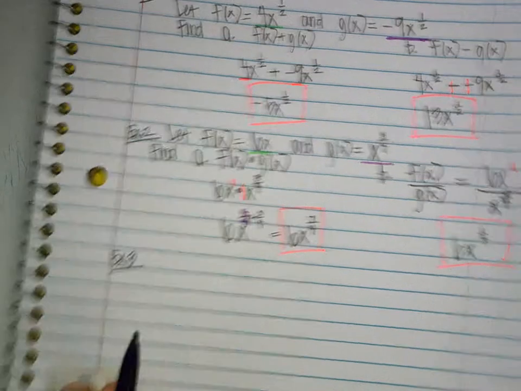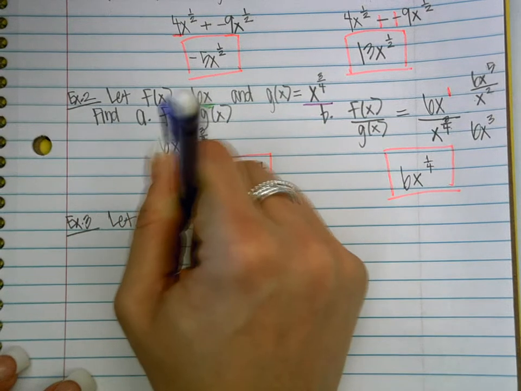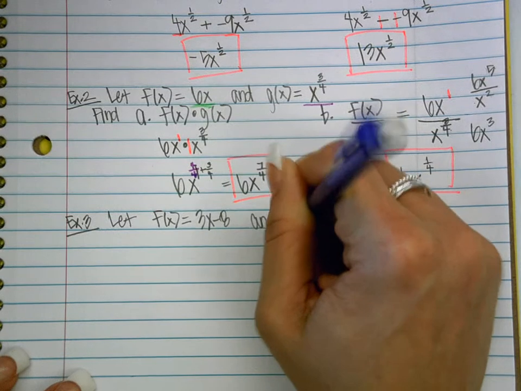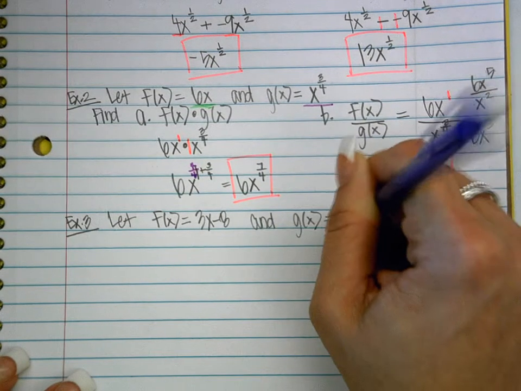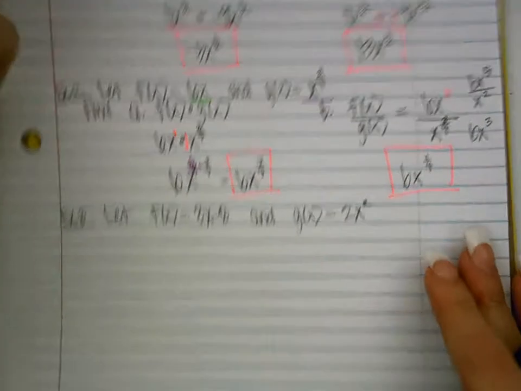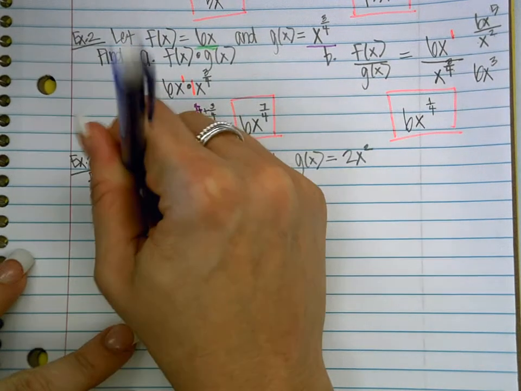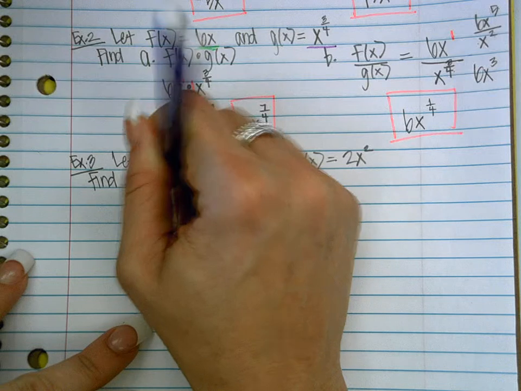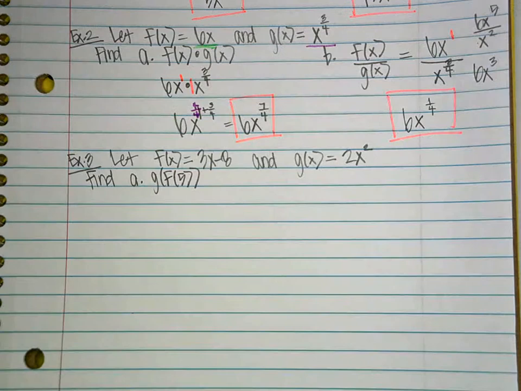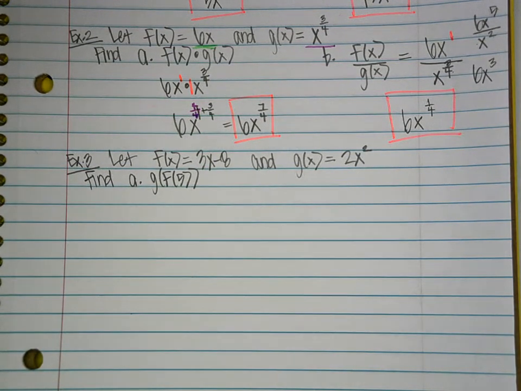Better? Good? Okay, number 3, I would like you to let f of x equal 3x minus 8 and g of x equal 2x squared. Okay, so these were operations that we were going over. Now we're going to go over something called compositions. For A, I would like you to find g of f of 5. So it's literally a function or an equation inside of another equation. G of f of 5.